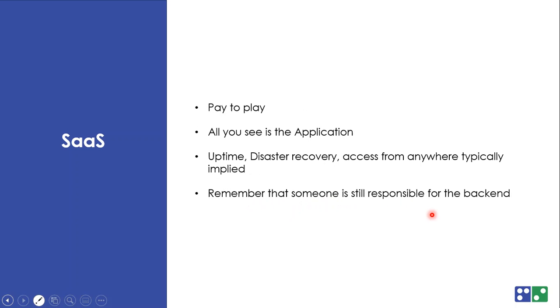Software as a service, this is now where we get to the pay-to-play space. So this is typically where the software is either free to use, like Google for example, but you actually just get the endpoint. You just see the application. Uptime, disaster recovery, access from anywhere is typically implied, but remember, somebody still has to manage that. If international bandwidth breaks, then our Twitter feed stops working because we don't have local service, for example. And that was the issue we were having recently with, for example, Twitter.